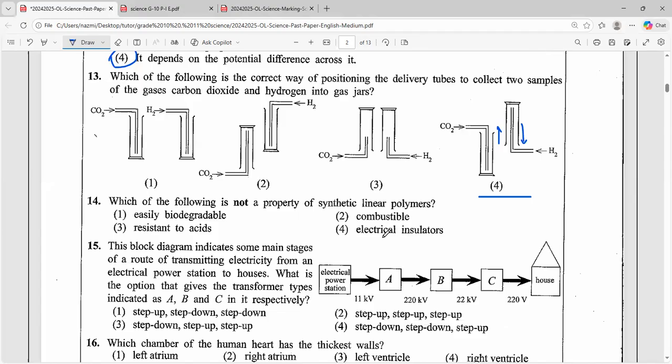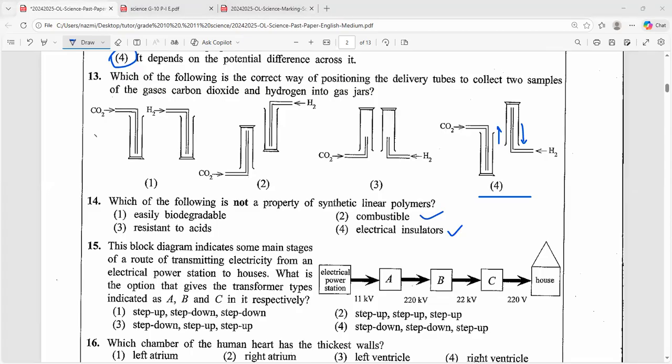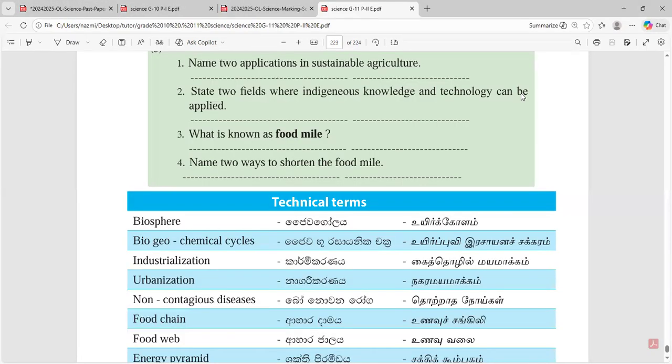Not a property of synthetic linear polymers. Synthetic means produced ones, not natural. So what is not a property? Easily biodegradable. Yeah, they won't be biodegradable, no? But we can make biodegradable ones. They are combustible, insulators, resistant to acids. We have to check that. Hold on. This is there in the polymer lesson, no? Grade 11, part 2. We just go to it.